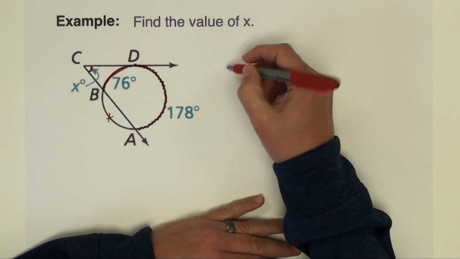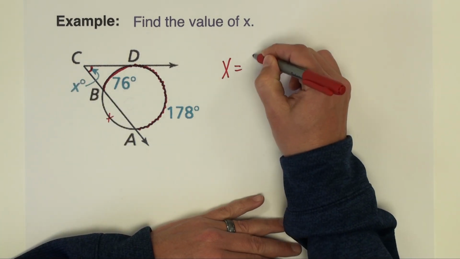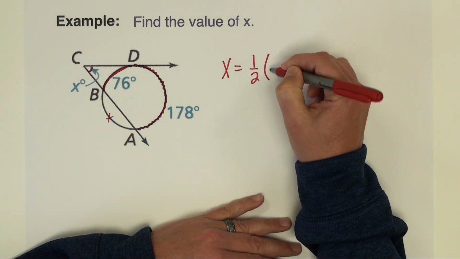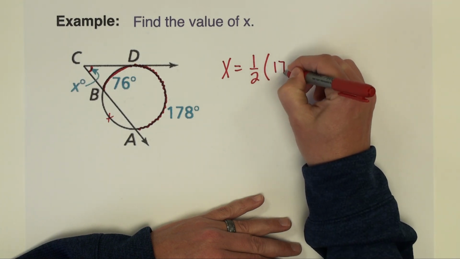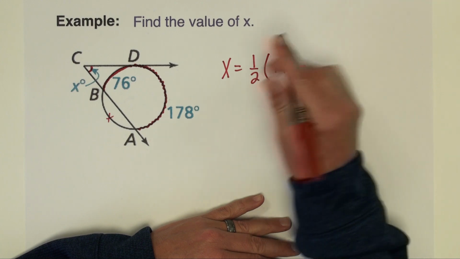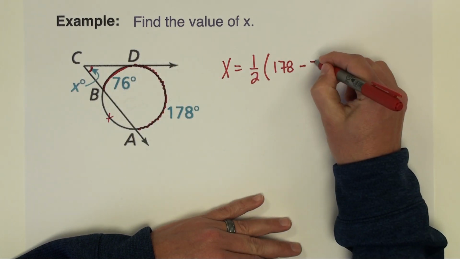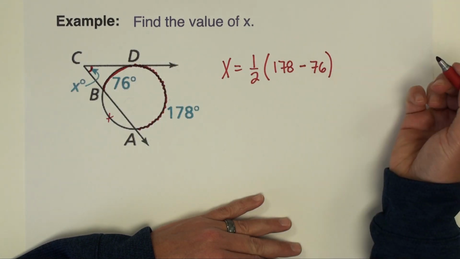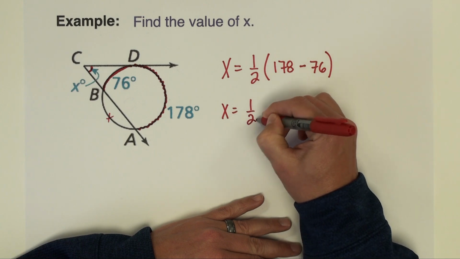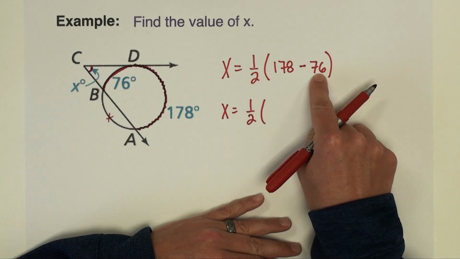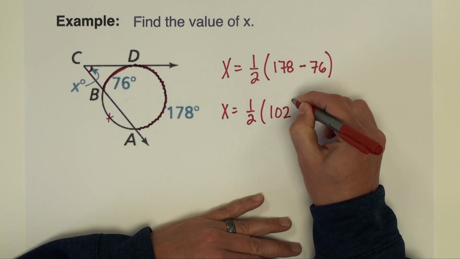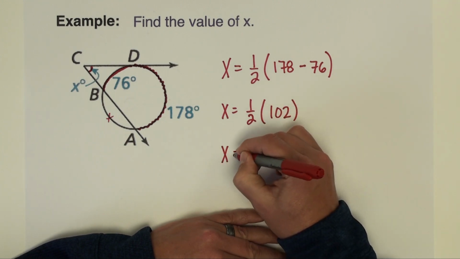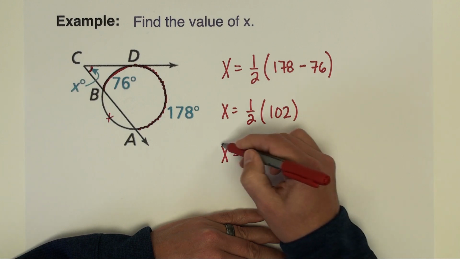Well, that theorem says that the exterior angle x is going to be half of, you always want to do the larger arc first, minus the smaller arc. So x is going to be half of 178 minus 76 is 102, and then half of 102 is 51.